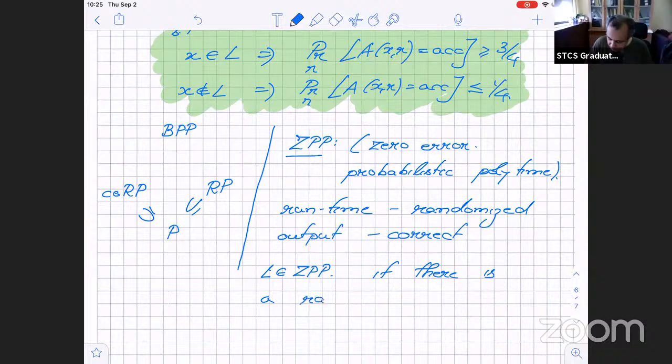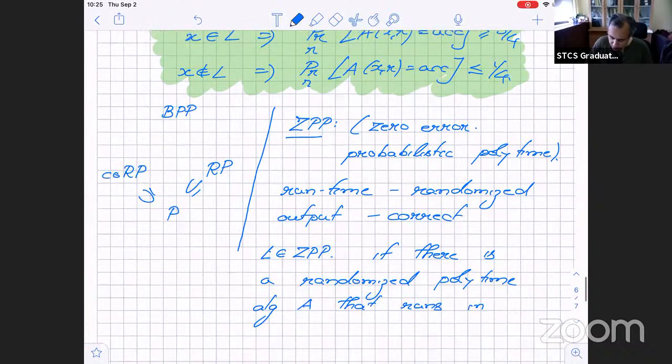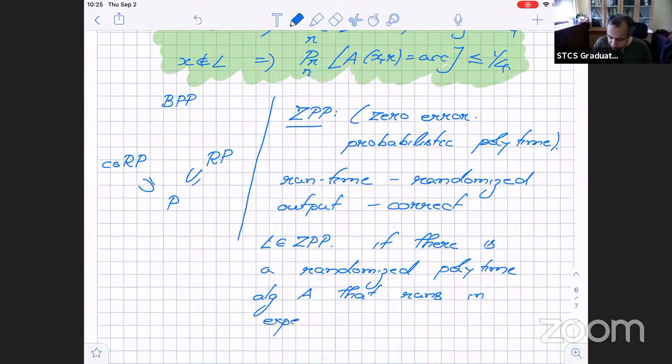What do I mean by this? A randomized polytime algorithm A that runs in expected polynomial time. So its expected running time, when you take the average over all the random coins, should be polynomial. On some coins it could take very, very long. It could even possibly run exponential time, but the expected runtime should be polynomial.